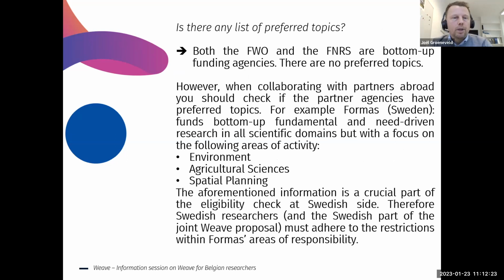Is there any list of preferred topics? No, there is not. Both the FWO and the FNRS are bottom-up funding agencies, so there are no preferred topics. However, when collaborating with partners abroad, you should check if the partner agencies have preferred topics. There are not many, most of them are bottom-up, but for example, F.R.S, the new partner in the FWO call and the new partner abroad as well, fund bottom-up fundamental and need-driven research in all scientific domains, but with a focus on the following areas of activity: environment, agricultural sciences, and spatial planning.